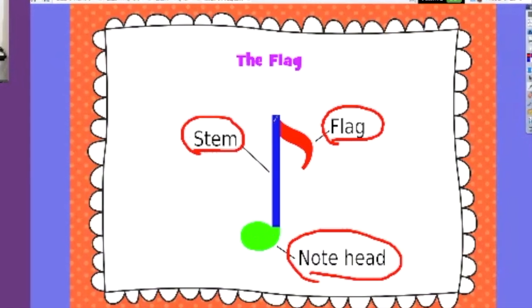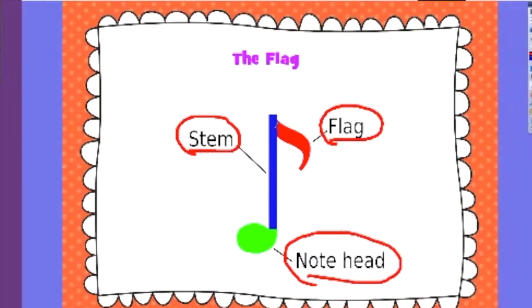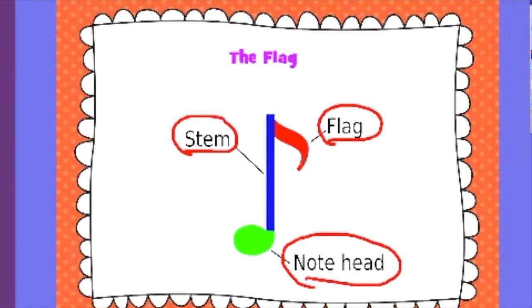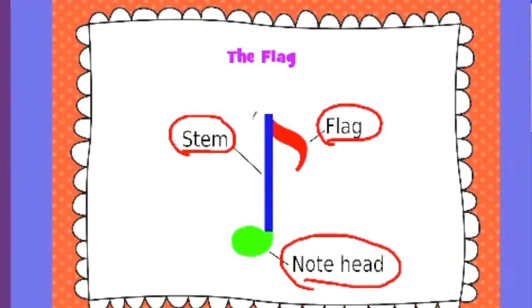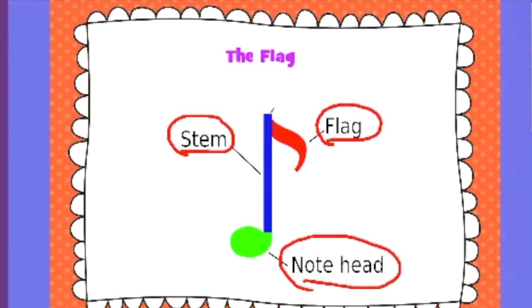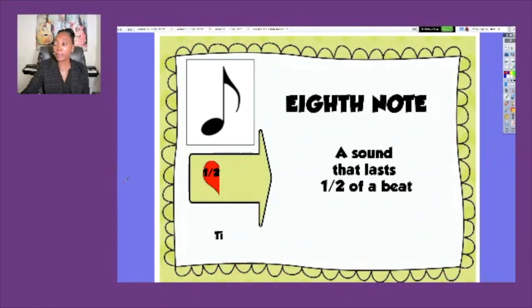And so when you see a note or a symbol that has a flag from the stem and it looks like this, it is called an eighth note. And here is a better picture. Here you have your note head, here you have your stem, and here is your flag. This is an eighth note. And an eighth note is a sound that lasts for half of a beat. Okay, and I have a half a heart here.